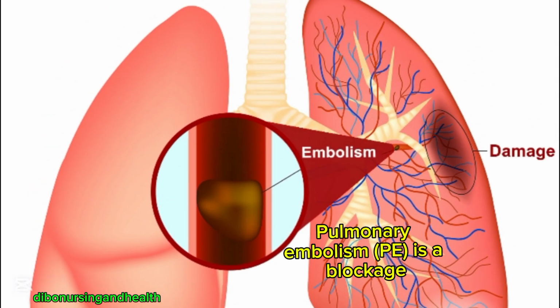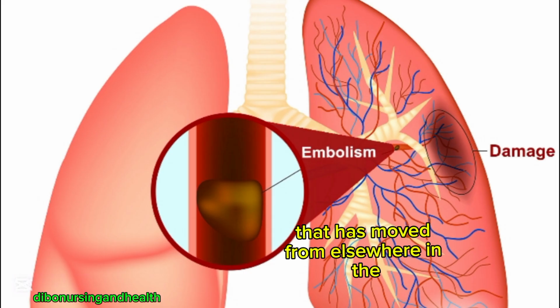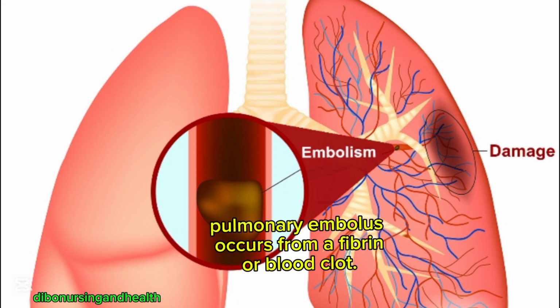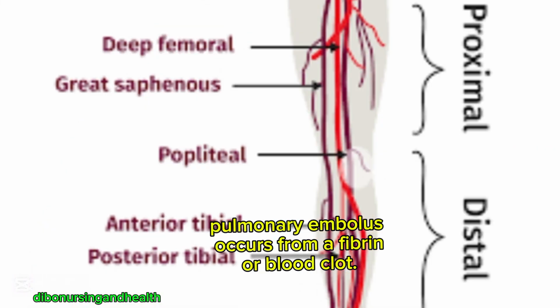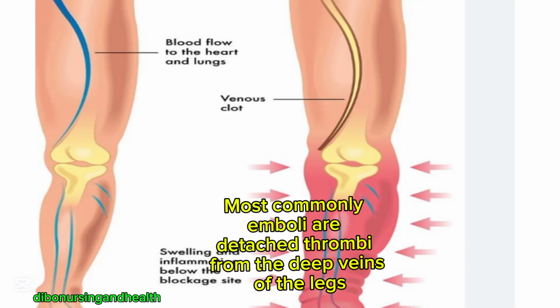Pulmonary embolism, PE, is a blockage of an artery in the lungs by a substance that is moved from elsewhere in the body through the bloodstream. Pulmonary embolus occurs from a fibrin or blood clot. Most commonly, emboli are detached thrombi from the deep veins of the legs.